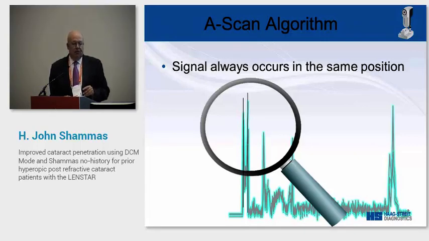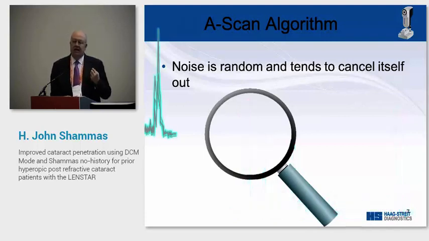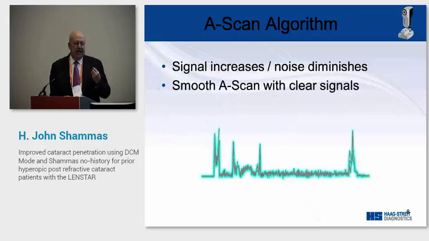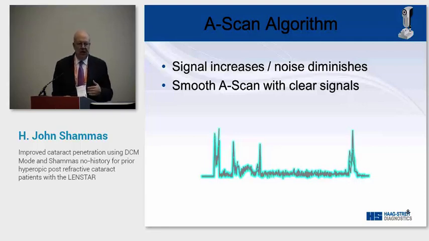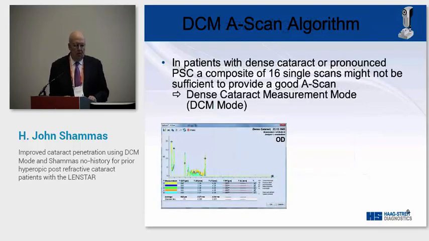So the corneal spike will be definitely where it is. The posterior corneal spike will be right in here. We're focusing on the cornea in here. And the noise, which is random, tends to cancel itself out, so you only get the actual scans. So the signal is increasing, the noise is diminishing, and you get a smooth A-scan with clear signals. In patients with dense cataract or pronounced posterior subcapsular changes, a composite of the 16 single scans might not be sufficient to have a good scan.